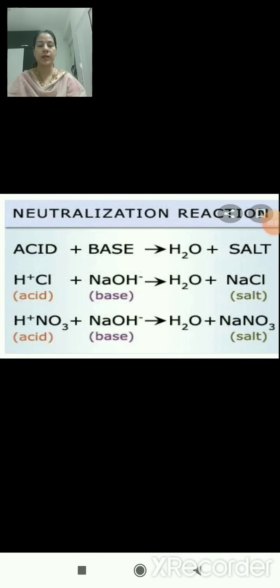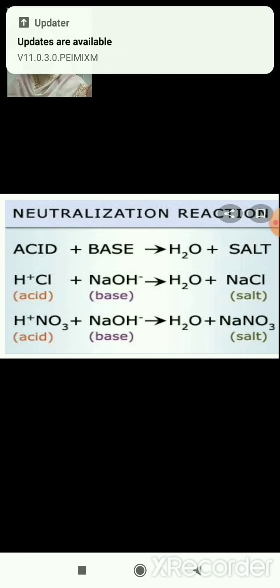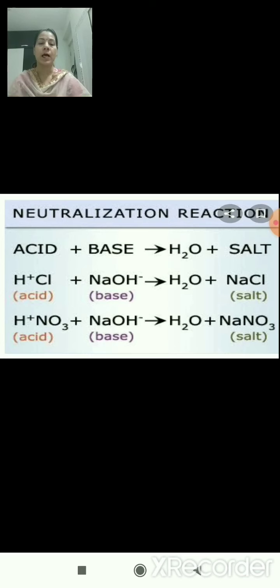In this slide, you can see one more example of neutralization reaction in which you can see an acid HNO3 which is reacting with a base NaOH. And after this neutralization reaction between acid and base, we are getting a salt which is NaNO3 and water as a byproduct. So here children, you need to practice this reaction by writing it in a rough notebook.